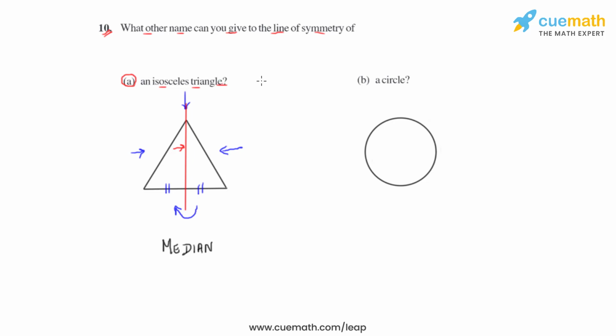Moving on to the second figure, which is figure B, which is a circle. Now we all know that we have multiple lines of symmetry in case of a circle. Let us consider one of them. Now if this is one of the lines of symmetry of the circle, and this line is dividing the circle into two equal halves, such that if the circle is folded along this line, we'll see that both the equal halves will coincide.